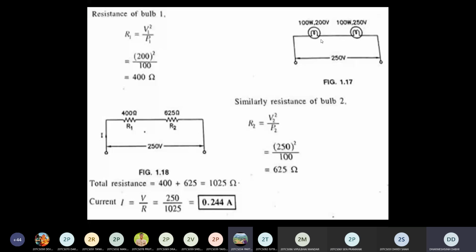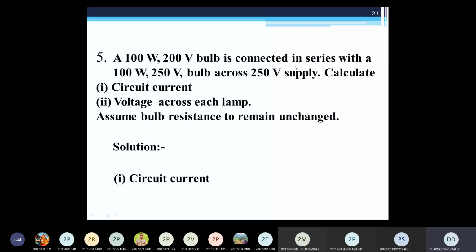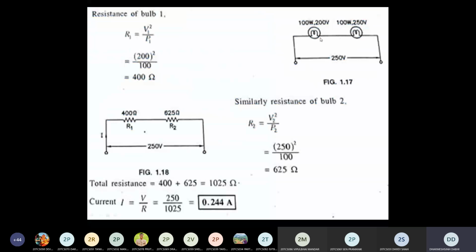Here you will see two bulbs: a 100 watt, 200 volt bulb connected in series with a 100 watt, 250 volt bulb, and across them a 250 volt supply is given. Read this example again. Both are connected in series, and across them 250 volt is given.